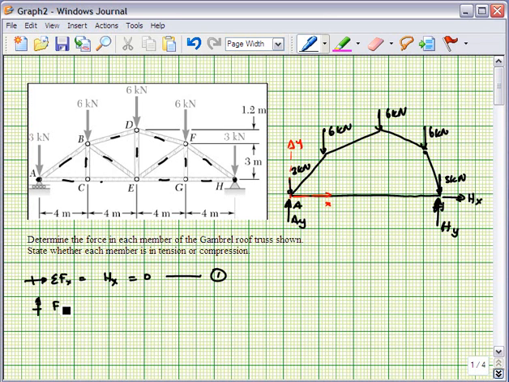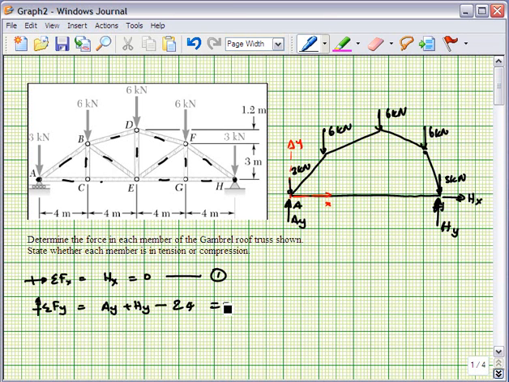Then I'm going to sum all the forces in the y direction, and that will give me, let's see, AY plus HY minus 3 plus 6, 9, 9 plus 6, 15, 15 plus 6, 21, 21 plus 3, 24. So I got 24 kilonewtons here.